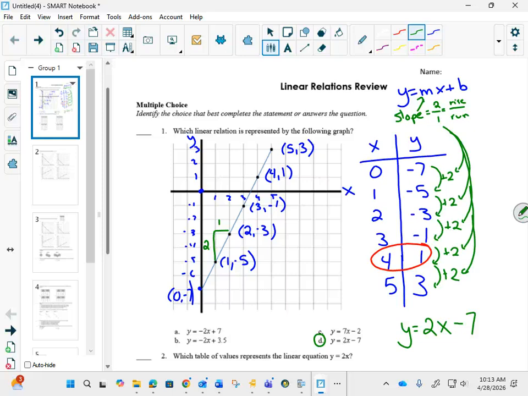And the other shortcut that's really helpful in this formula is that the b value is your y-intercept. And a y-intercept is where the graph crosses the y-axis. Do you see that that's where it hit the y-axis? At -7. And so this is the hint that the b value has to be -7. And if you just knew that hint, you could have got the answer right away.